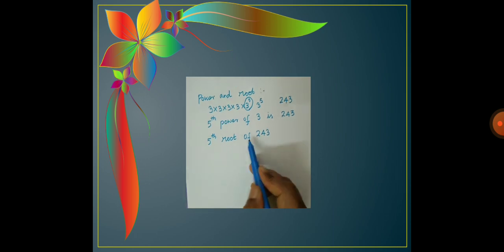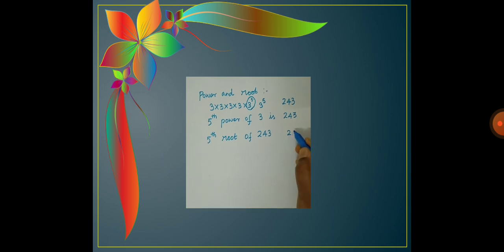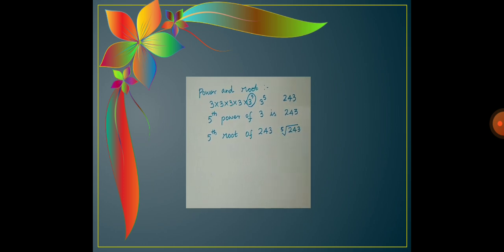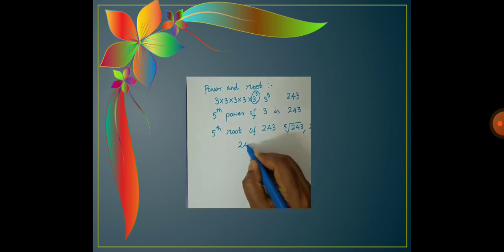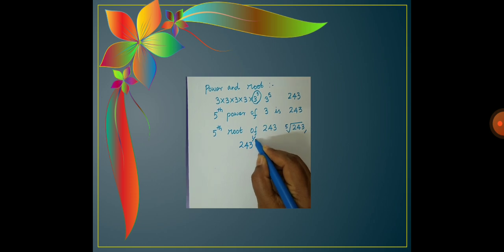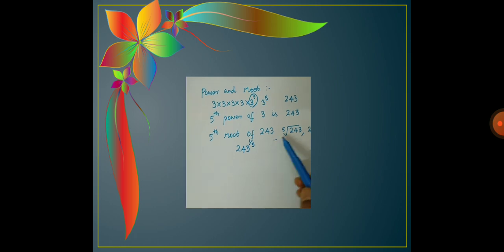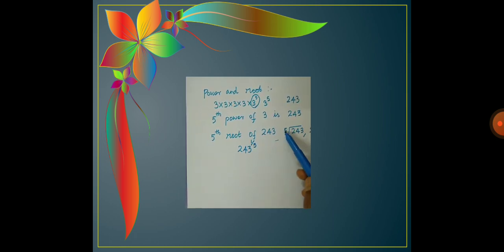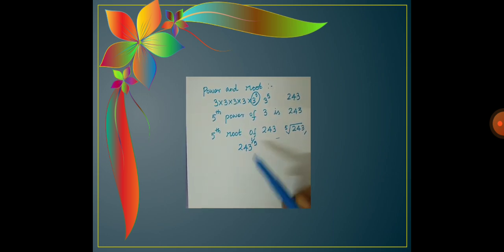Now, how can we write the fifth root of 243? How will we write the fifth root of 243? This is the root and this is the fifth root. Or 243 raised to the power 1 by 5. So the fifth root of 243 is what? You can write it like this. Fifth root of 243 or 243 raised to the power 1 by 5.